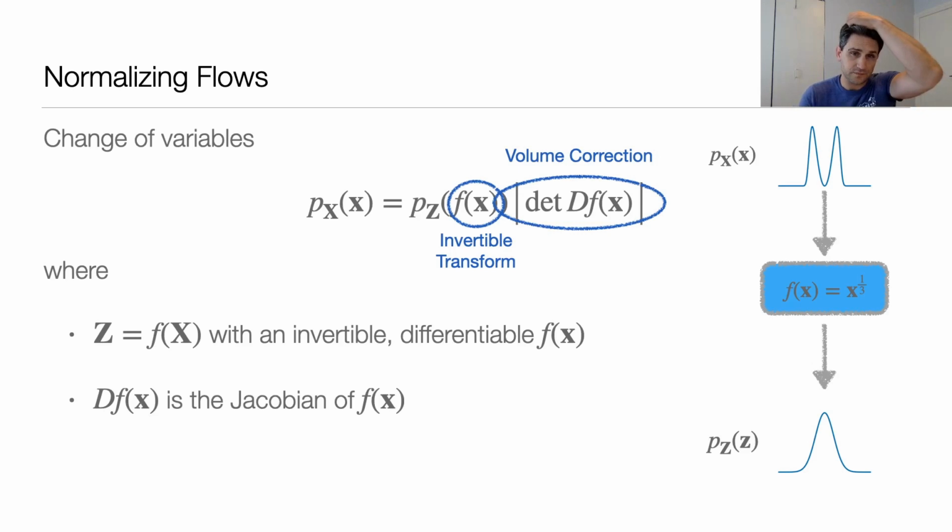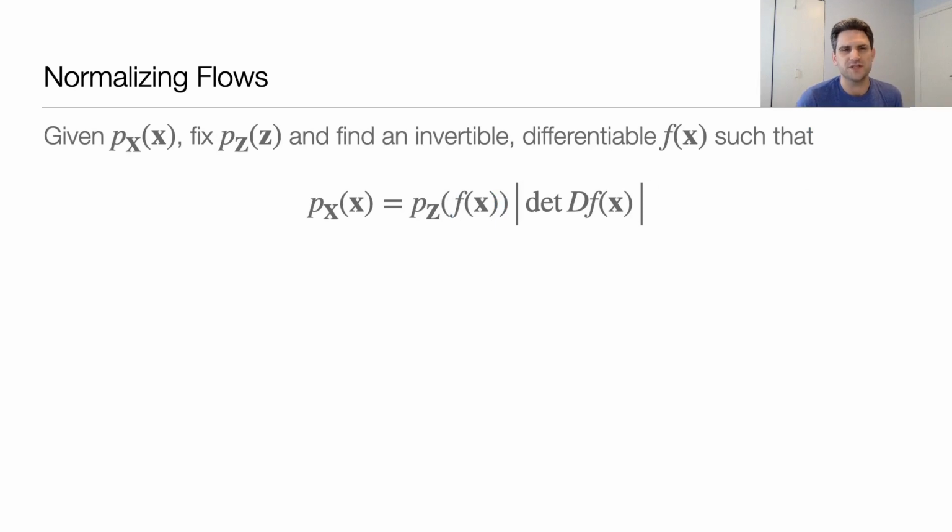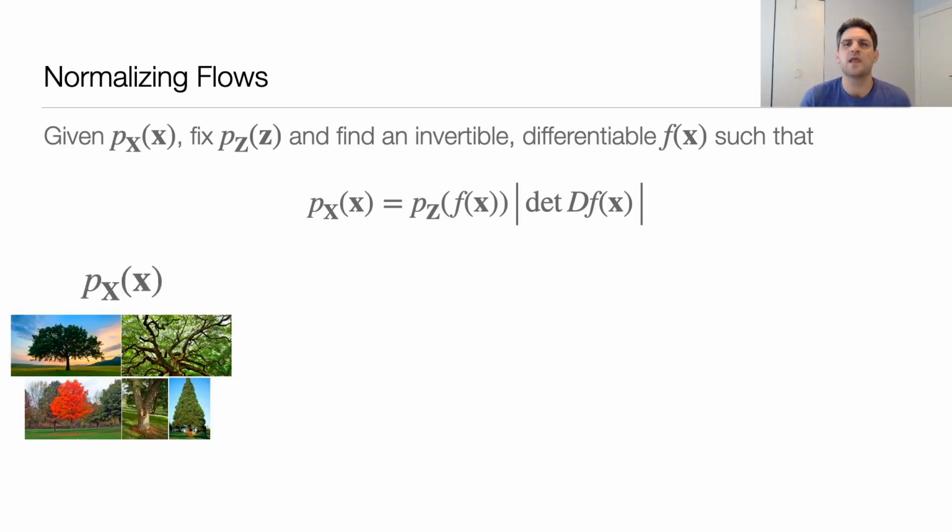Okay. So what does this have to do with normalizing flows? Well, here we go. Let's assume we have some given p of x. This is data. X is going to be our data. This is going to be images. And we're going to choose some arbitrary distribution over z, which we want to choose to be relatively convenient and easy to work with.